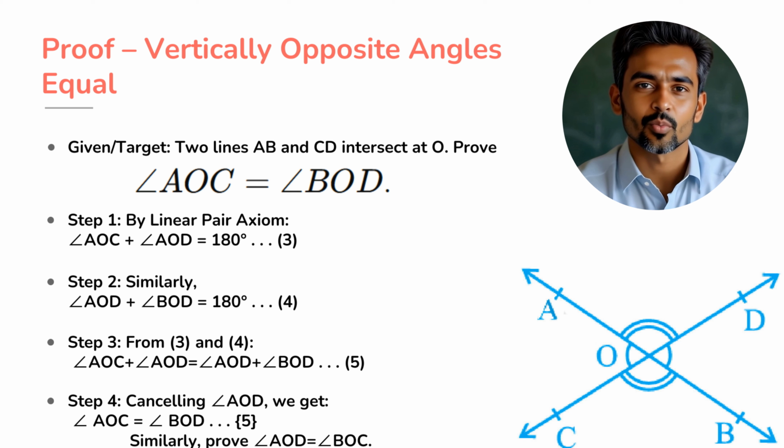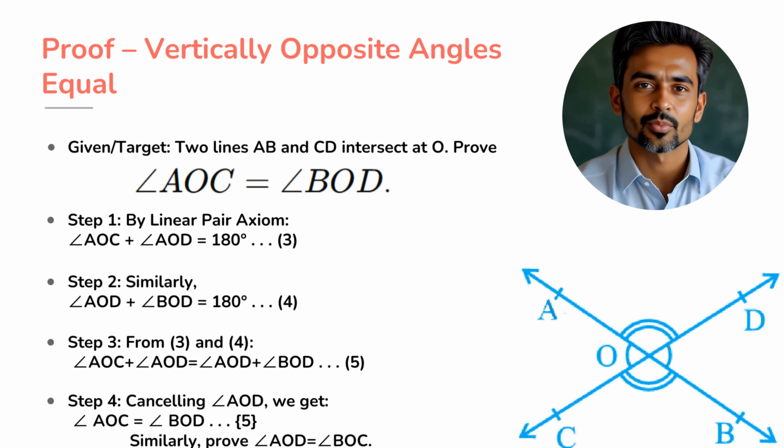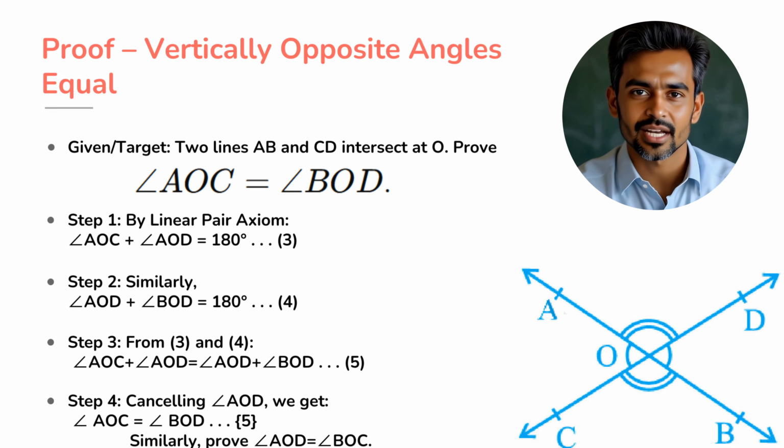Step 3. Since both equal 180 degrees, set them equal. Angle AOC plus angle AOD equals angle AOD plus angle BOD. Step 4. Cancel out angle AOD and we are left with angle AOC equals angle BOD. And by the same logic, we can prove the other pair as well. Done. This proof is neat because it uses only the linear pair axiom without any complicated constructions.